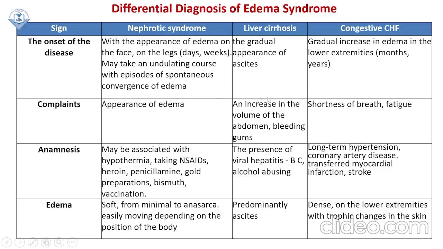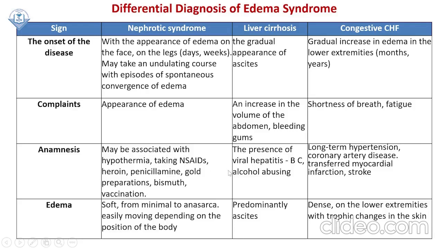In liver cirrhosis, complaints will be increase of volume of abdomen, bleeding gums. In chronic heart failure, main signs, main complaints will be shortness of breath, fatigue. In anamnesis of patients with nephrotic syndrome, we may find hypothermia, taking non-steroid anti-inflammatory drugs or some drugs, penicillamine, antibiotics, gold preparations, vaccination. All these factors may cause damage to the kidney and cause nephrotic syndrome.